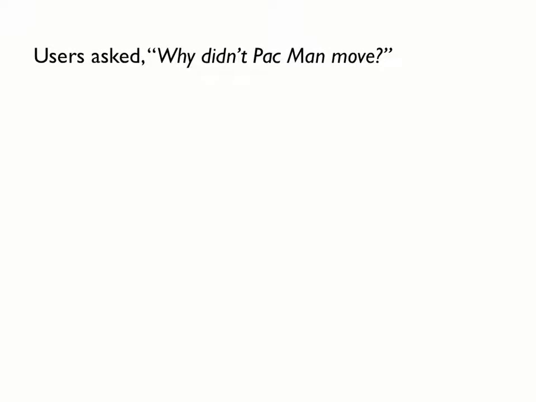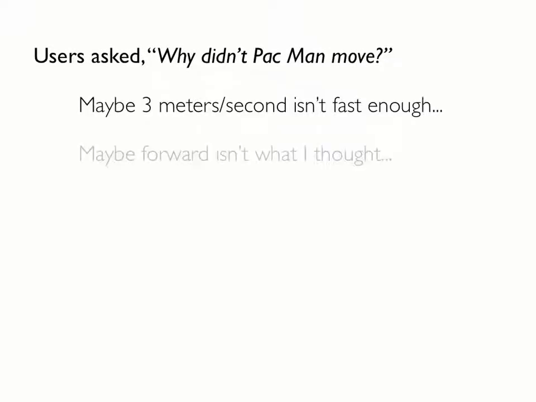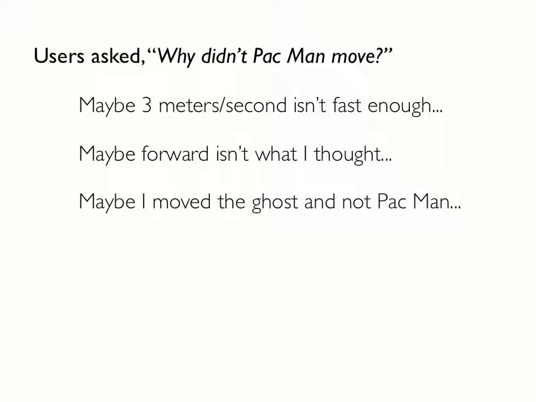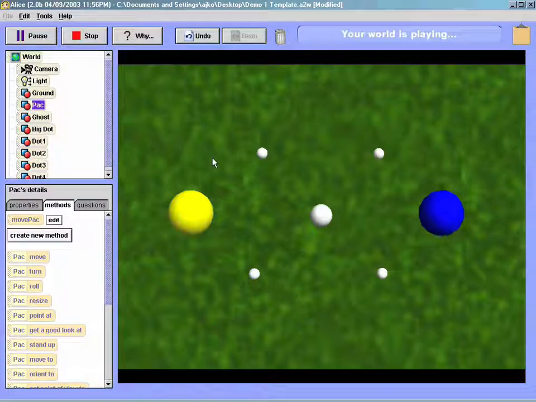Programmers typically respond to this type of failure by asking, why didn't Pac-Man move? They came up with several possible explanations. On average, it took programmers 2 to 3 minutes to diagnose this failure. With the Whyline, however, diagnosing the failure is quite simple.